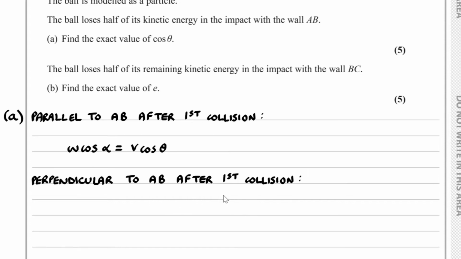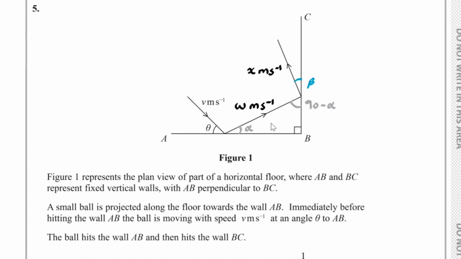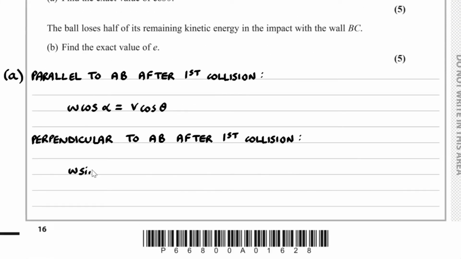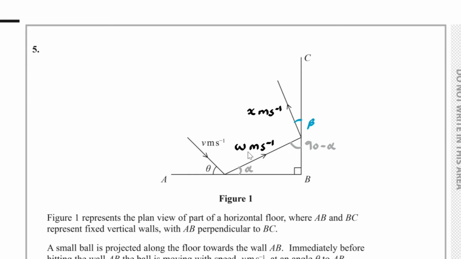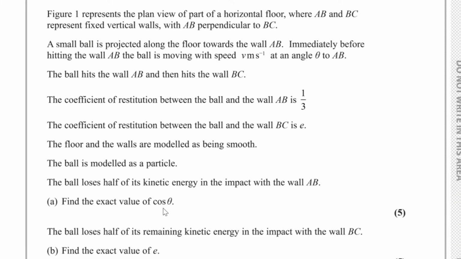Now, perpendicular to AB after the first collision, we have W sine alpha, which is the vertical component. So W sine alpha is equal to E multiplied by V sine theta. We know what E is, that's 1/3. So we have W sine alpha equals 1/3 V sine theta. Now, what we need to do is find out what W is. And if we find out what W is, we can use the ideas on kinetic energy to help us find out what cos theta is.